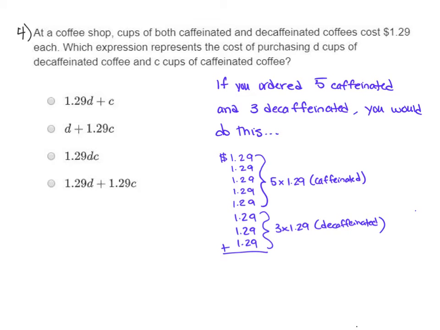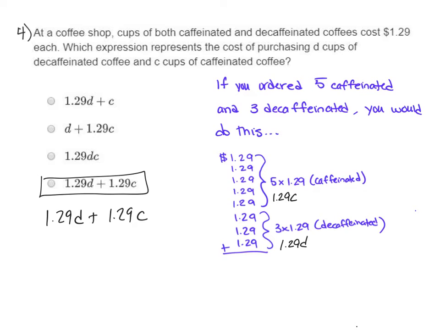But suppose instead of 5, you put C in its place. For decaffeinated, instead of 3, you put a D in its place. So you would essentially multiply $1.29 by each beverage and then add them together. So please, on your paper, write down that $1.29 times D plus $1.29 times C would actually lead to getting you the results for this problem.